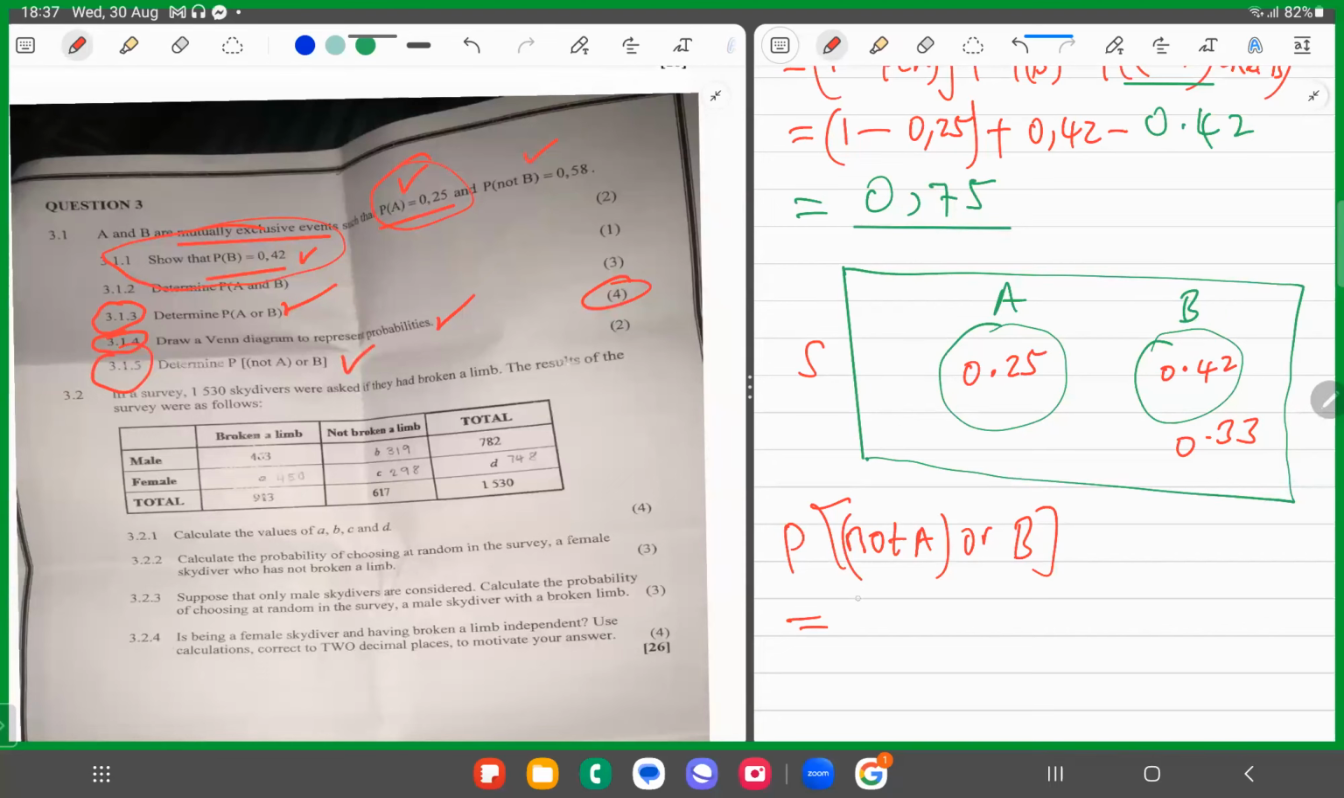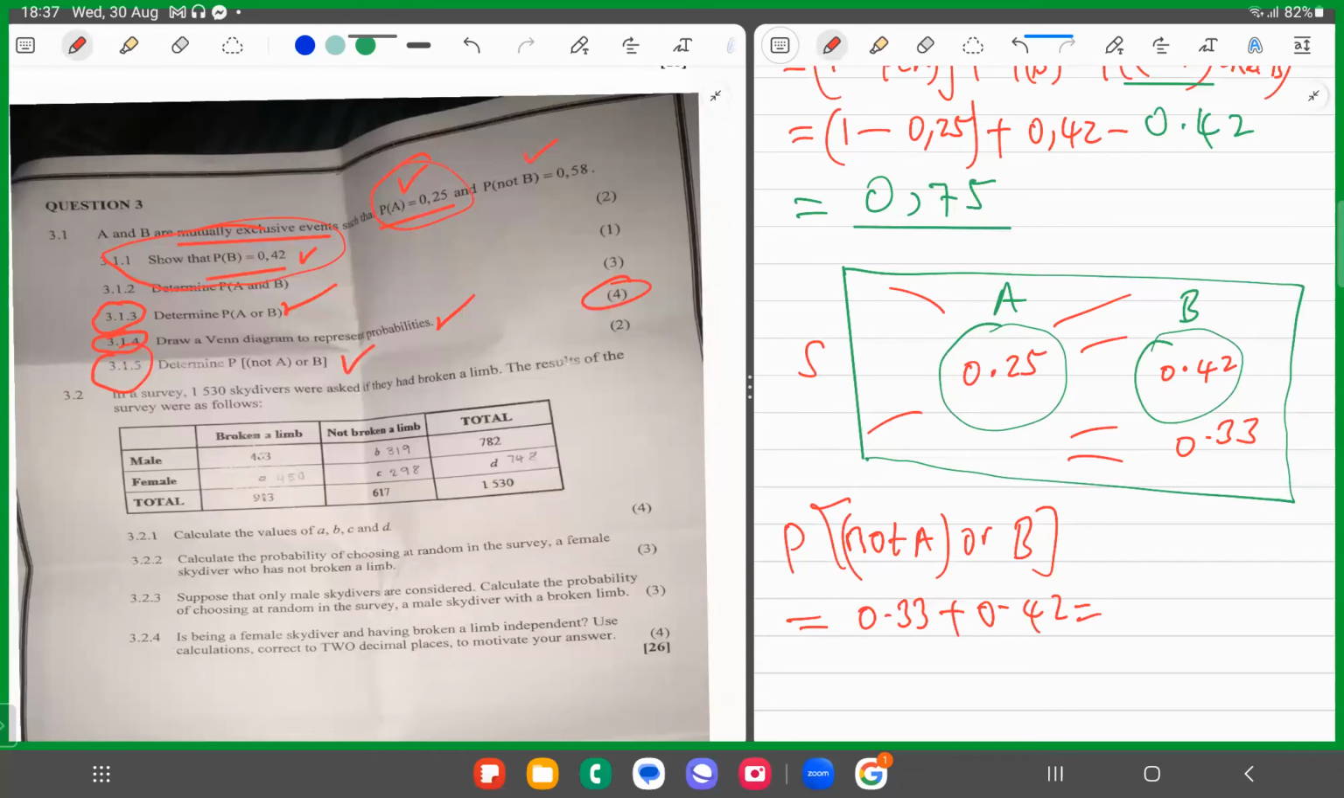Right, so which means the probability of not A or B. So what is the probability of not A? So not A, you are going outside A, or B. Right, so not A or B. So in other words, you are taking the probability of 0.33 plus 0.42 and you're adding them up. What is the answer?